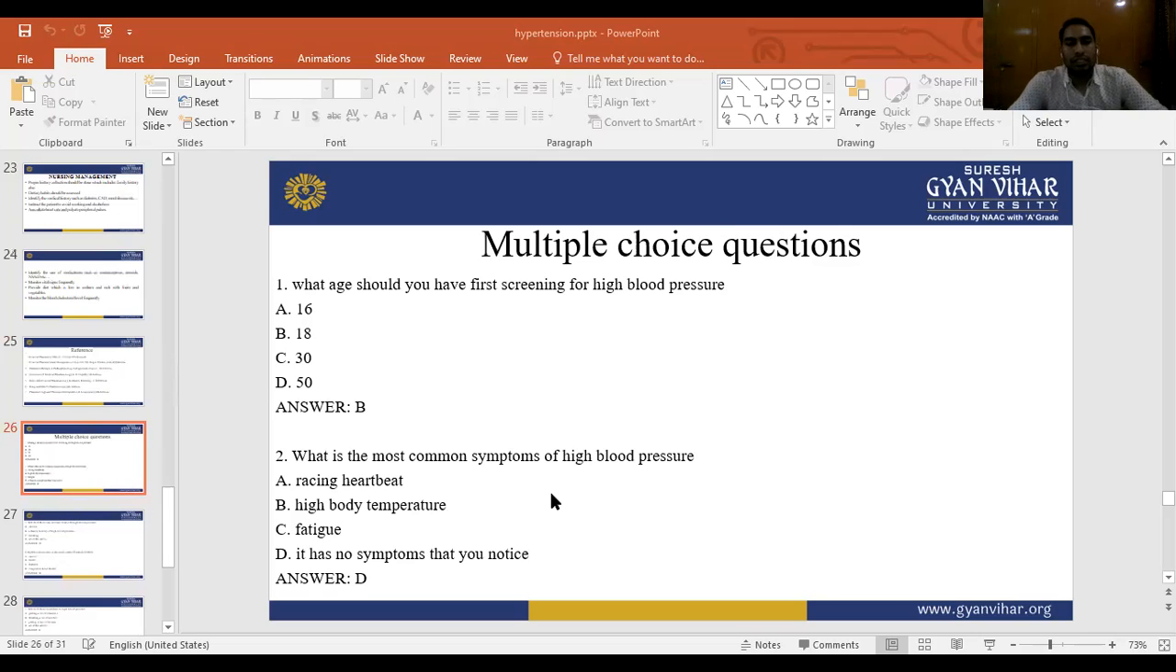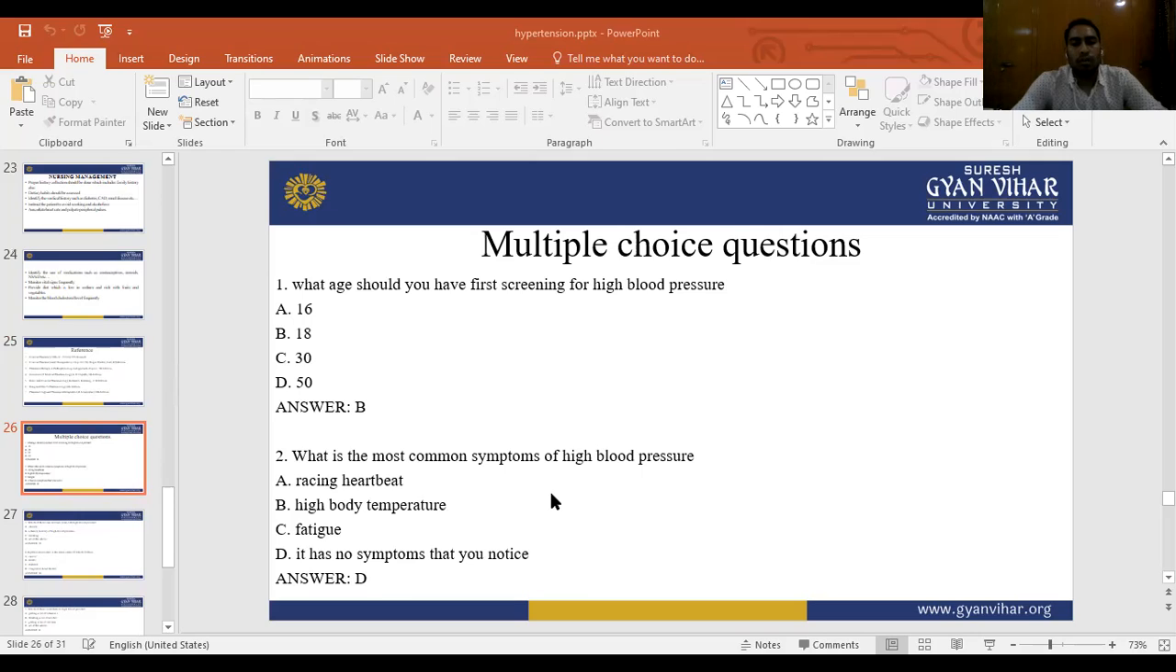Multiple choice questions. What age should you have first screening for high blood pressure? Option A is 16. Option B is 18. Option C is 30. Option D is 50. The right answer is B, 18 years.